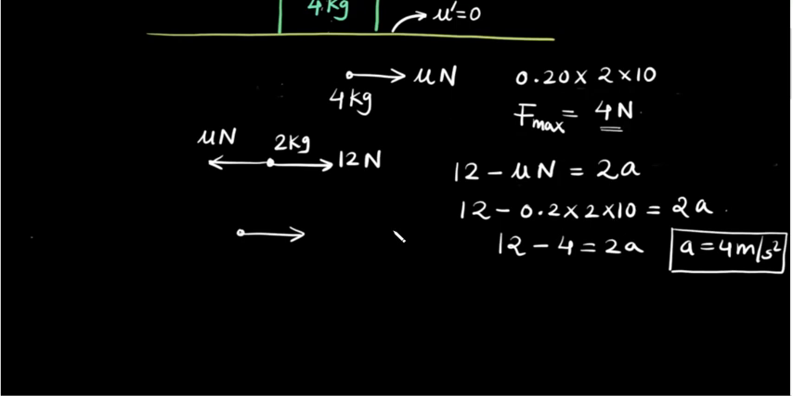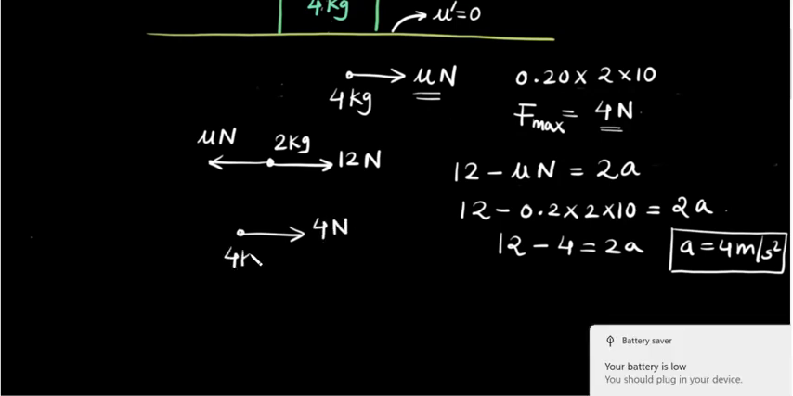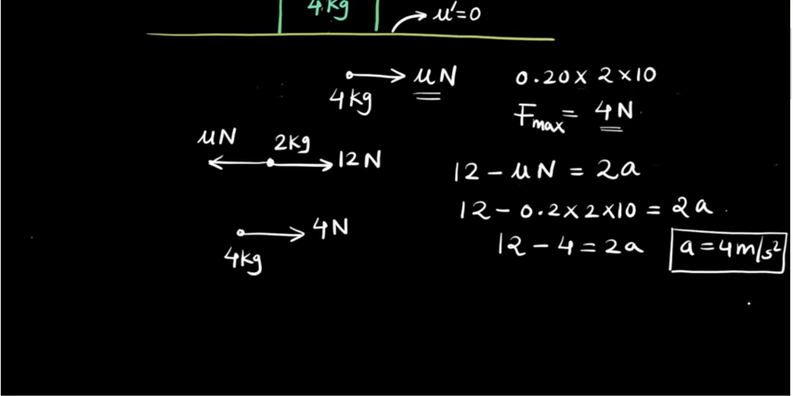What is that mu n? Mu n is this force, the limiting force of friction, which we already found out, 4 Newton. So 4 Newton is applied, and this is the 4 kg block. So now the acceleration will be 4 Newton by 4 kg, that is equal to 1 meter per second square. So the acceleration of the 4 kg block is 1 meter per second square, that we found out.